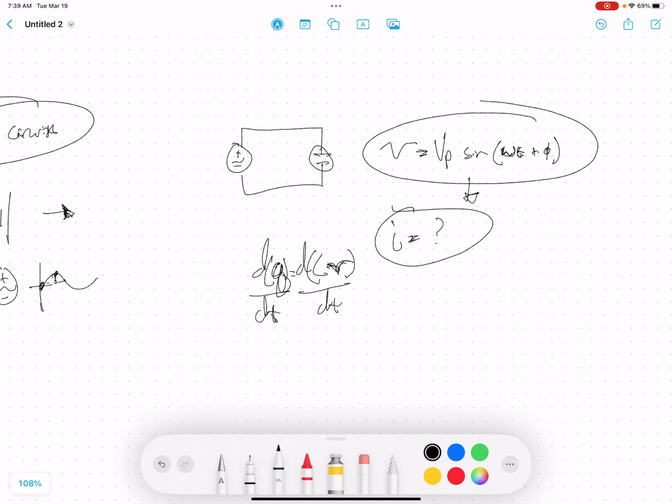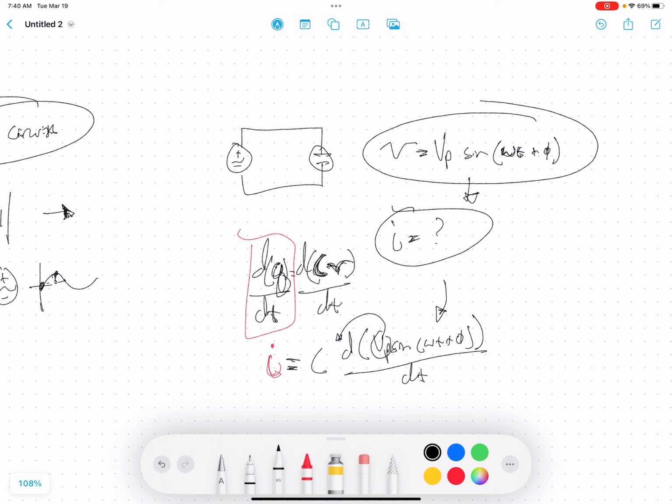Now I've got a couple of things that I can see here. I look at this piece: dq dt, or a changing charge over a changing time. Well, that is current, right? So now here's my current, and that's going to be equal to, well, the C part is a constant, so I can pull it out in front of the derivative. Now I'm taking the derivative of the voltage, which is the peak voltage times the sine of omega t plus phi, with respect to dt. Again, the peak voltage is a constant, so that comes out front.